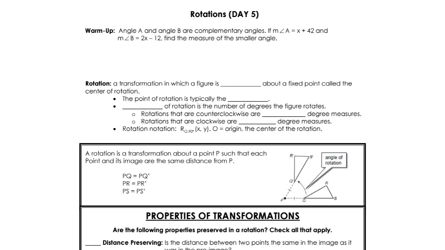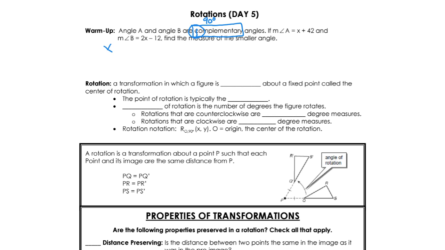This is rotations. And in our warm-up, it says that angle A and angle B are complementary. Complementary are two angles that add up to equal 90 degrees. Okay, and then they're telling us that angle A is x plus 42 and angle B is 2x minus 12. So those two angles are going to add up to equal 90.